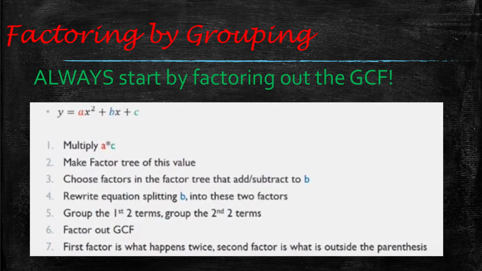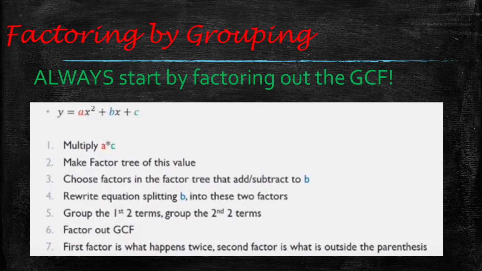The very first thing you're going to do is multiply the a times the c. Now the a is the coefficient of x squared, in other words, the number in front of x squared. And c is the constant that is by itself with no variable. You're going to make a factor tree of this value. I call this the AC chart. You're going to choose factors in the factor tree that add or subtract to b.